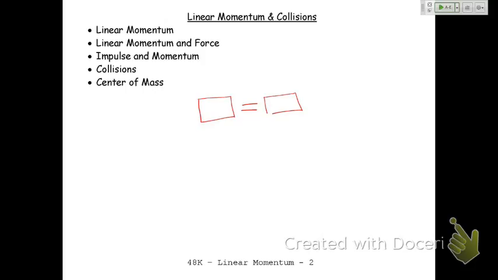So we have linear momentum, we have the relationship between linear momentum and force, then we have the impulse-momentum theorem, which is really valuable. Then, using this kind of stuff, we go on to discuss collisions, and there's a little bit at the end, which is center of mass. It's been moved around in my notes, and I think in the book, but it's a little bit of a separate issue.